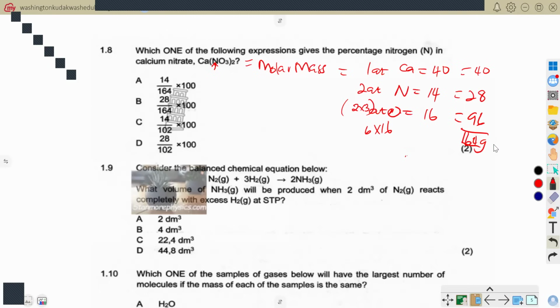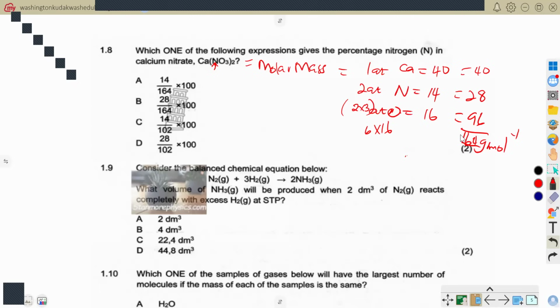So the molar mass is 164 grams per mole. So for each mole of this compound, we've got 164 grams. Now we are saying, what is the molar composition of nitrogen within this compound? You would see that it is 28 grams per mole out of a total of 164.